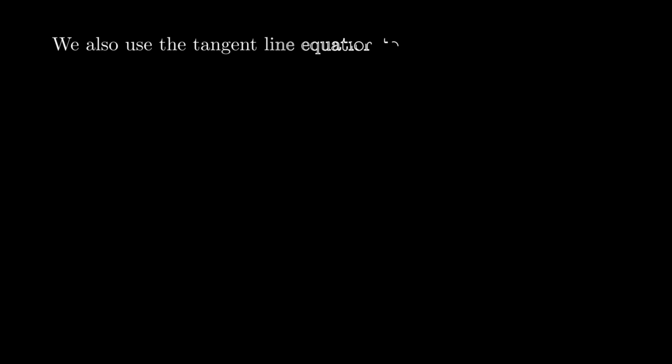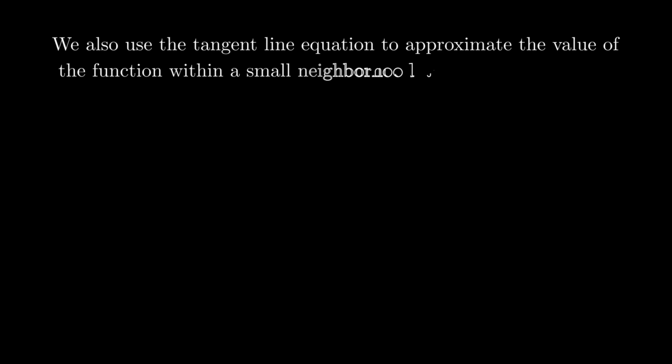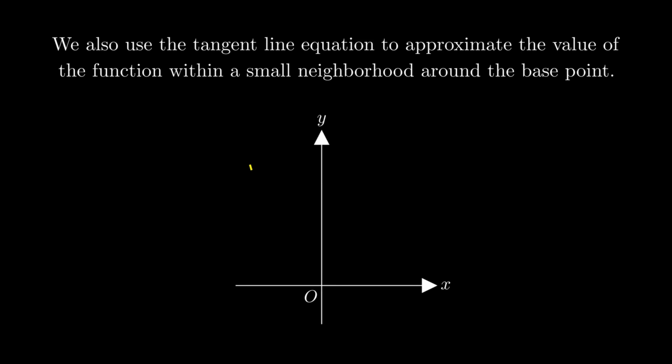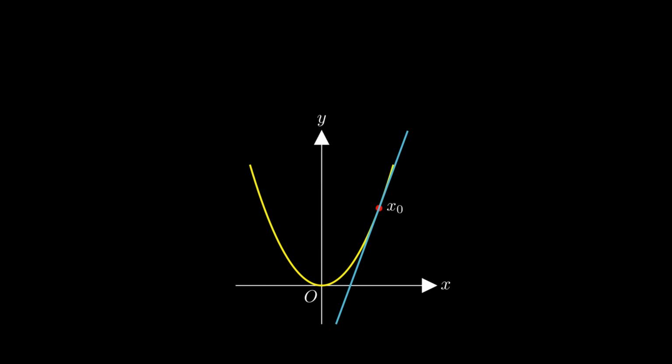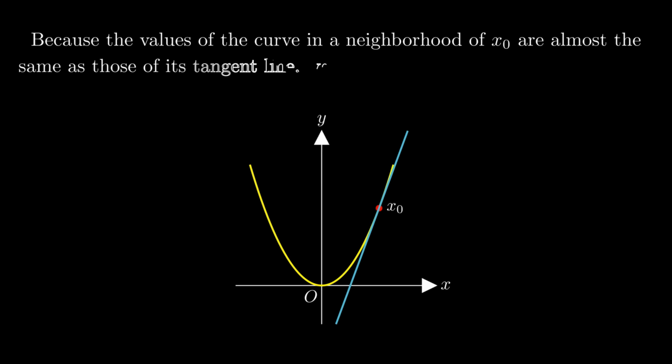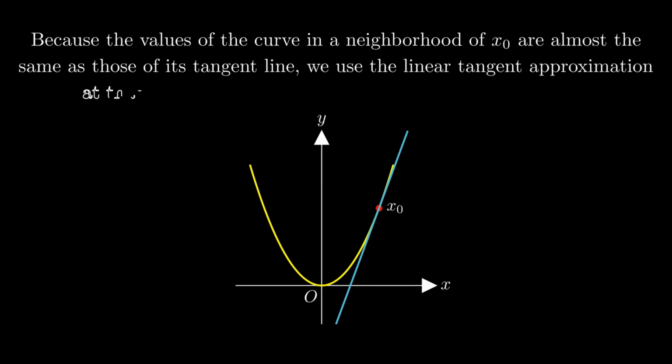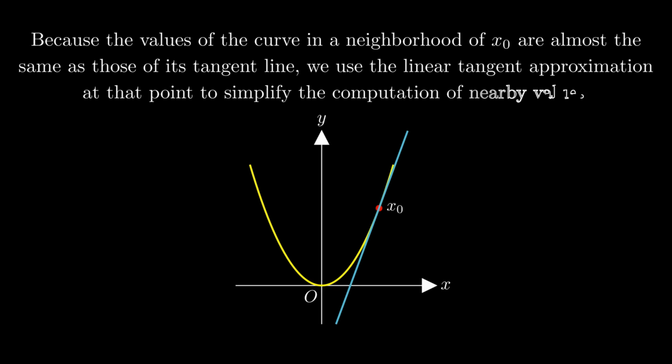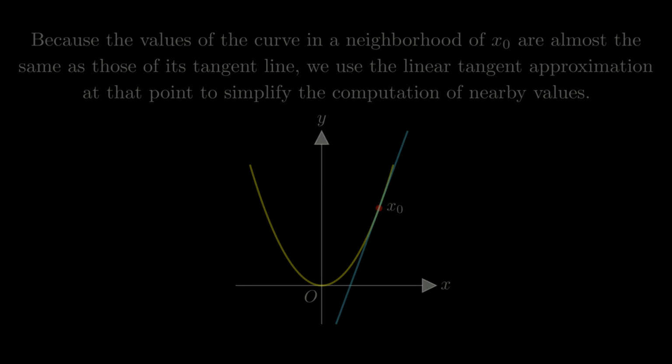We also use the tangent line equation to approximate the value of the function within a small neighborhood around the base point. Because the values of the curve in the neighborhood of x0 are almost the same as those of its tangent line, we use the linear tangent approximation at that point to simplify the computation of nearby values.